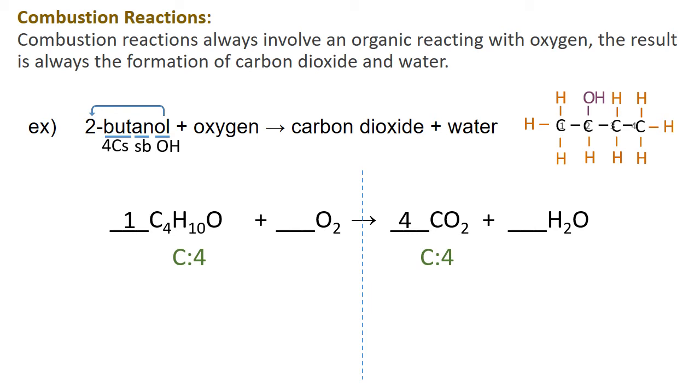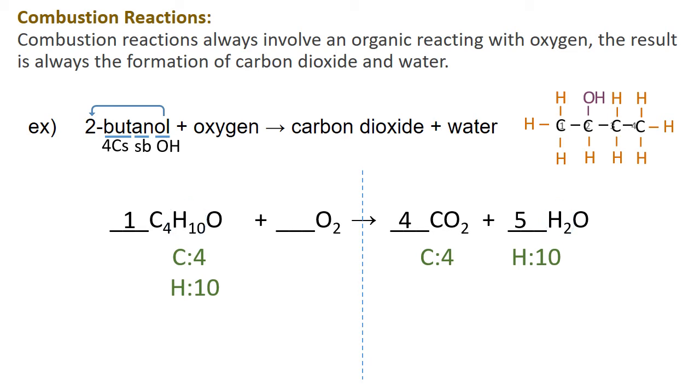Next, I can balance the hydrogen because hydrogen is only located in one spot on the left-hand side and one spot on the right-hand side. So in the 2-butanol, I have 10 hydrogens. So that means I will need 10 hydrogens coming from the water. So I place a 5 in front of the H2O. And now hydrogen is balanced.